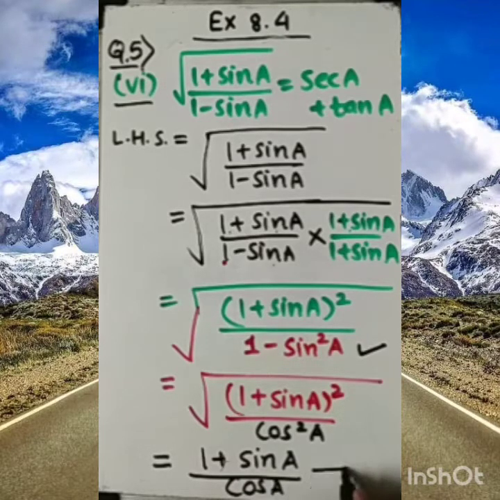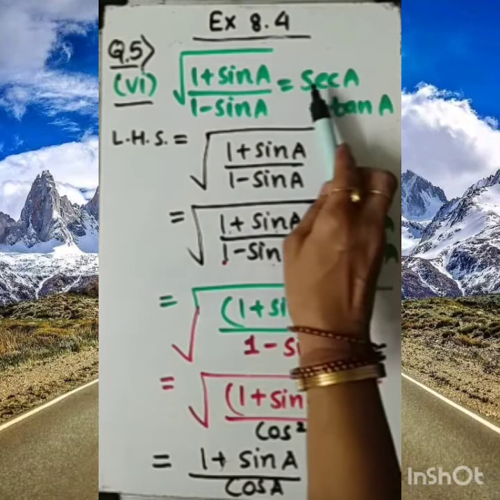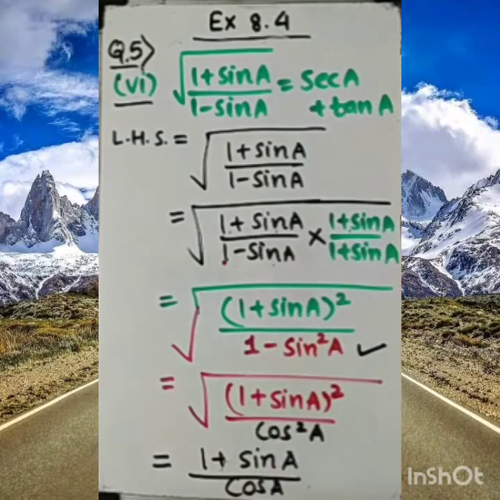Let it be 1 plus sin A upon cos A. Okay, we are proceeding towards our RHS. Still our RHS is not visible. You can see it is in sec and tan form. So how to bring it in that form? So let's see.